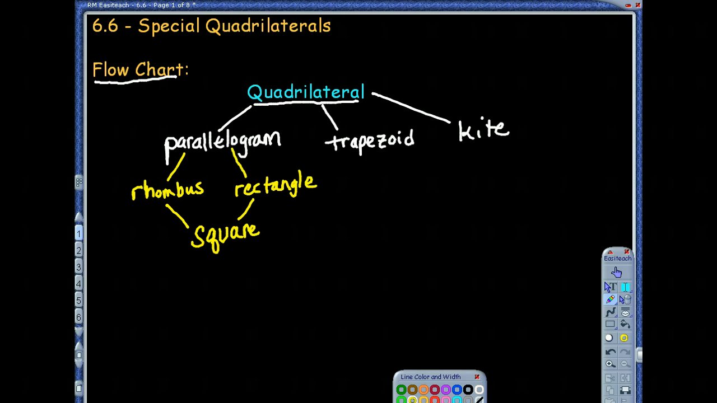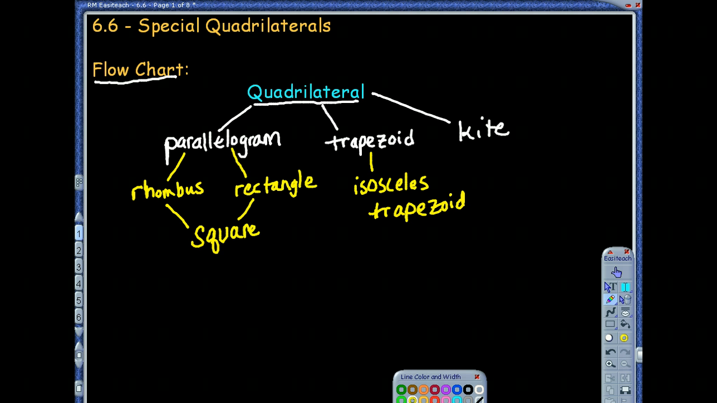What about a trapezoid? Can we be more specific? Well, we did talk about isosceles trapezoids a lot. So that would be a more specific type of trapezoid. And I like that you said that because it is the more specific one. Now, are all trapezoids isosceles? No, definitely not. So we can break off of that.